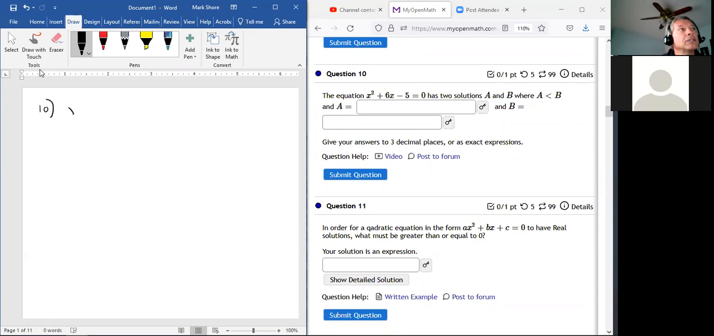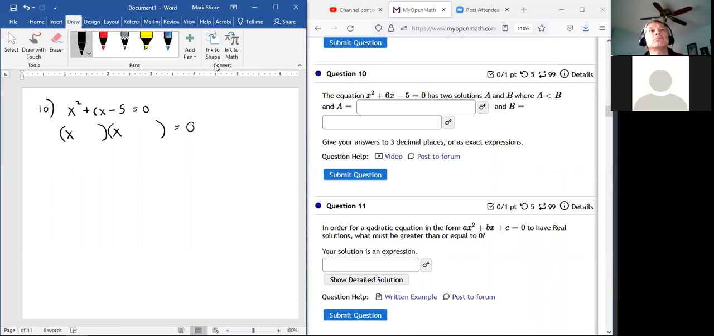So this one says solve this: x squared plus 6x minus 5 equals 0. What you want to do is factor this into 2 binomials, and it goes like this. The x squared breaks into x and x. And then we're looking for factors of -5 that add up to 6.